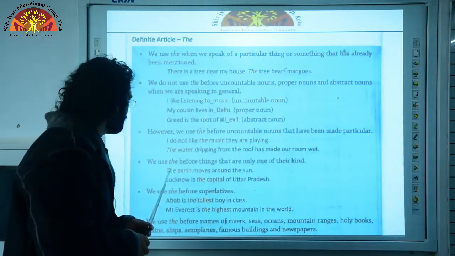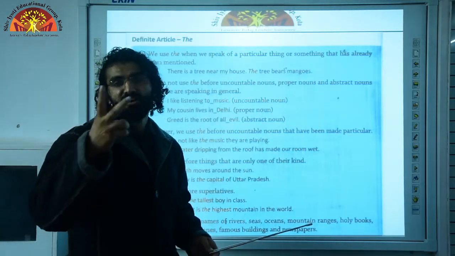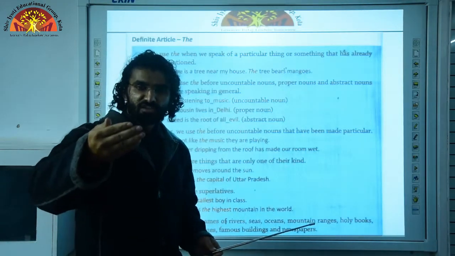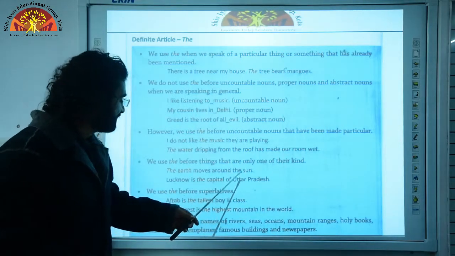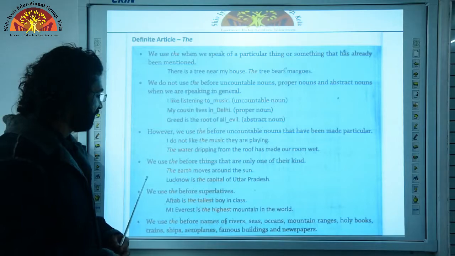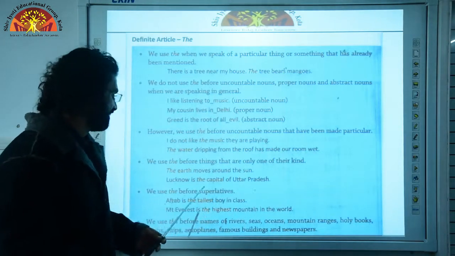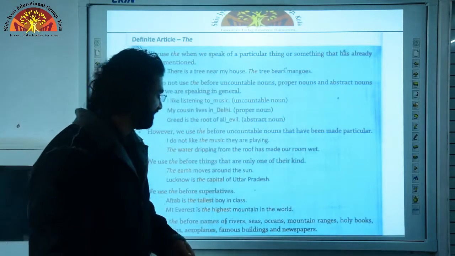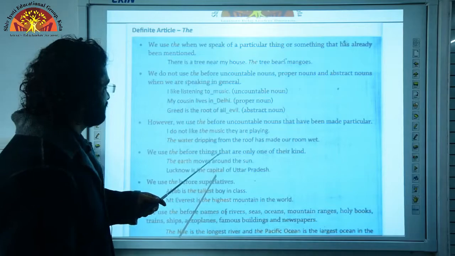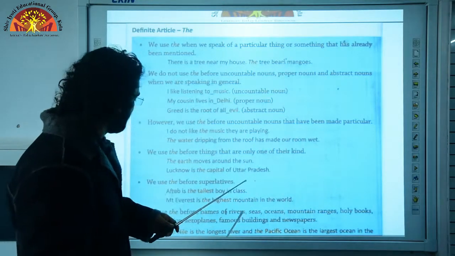The sun is unique. The earth moves around the sun. There is only one sun, there is only one earth. So for them, we will use the article the. The earth moves around the sun, the moon, the earth. Lucknow is the capital of Uttar Pradesh. Here we have used the to talk about the capital of Uttar Pradesh, according to the rule that we use the before things that are only one of their kind.